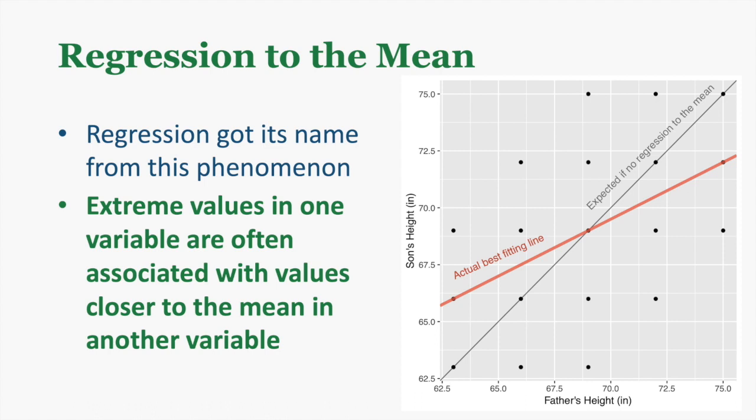This is a phenomenon that we see in just about every part of life in the natural world. And it feels weird sometimes, but it's just the case. Regression to the mean happens when you have a really extreme point on one variable. It's associated with a less extreme or closer to the mean point on another.